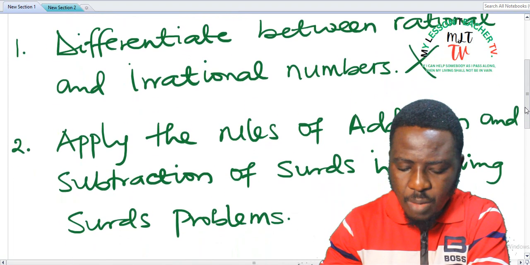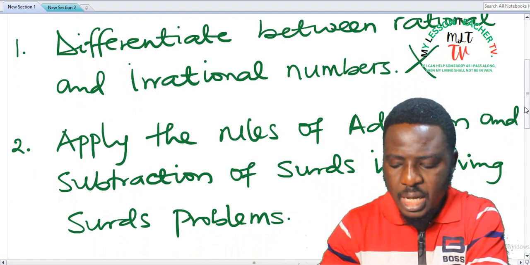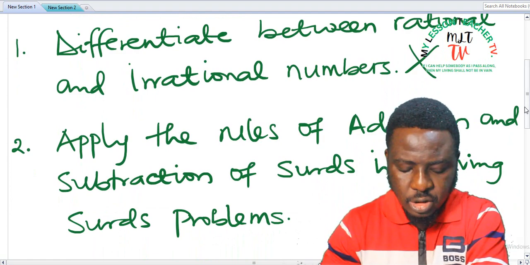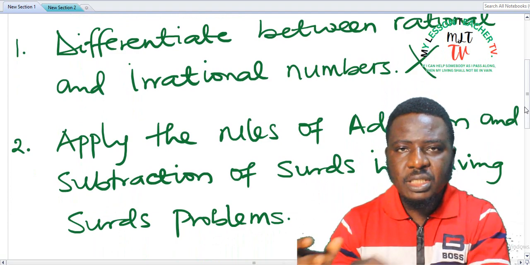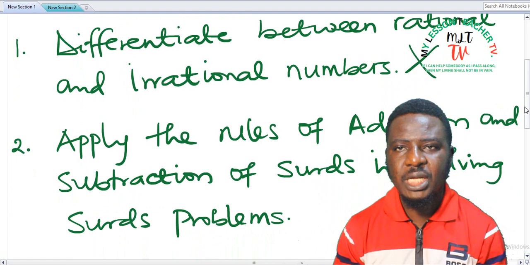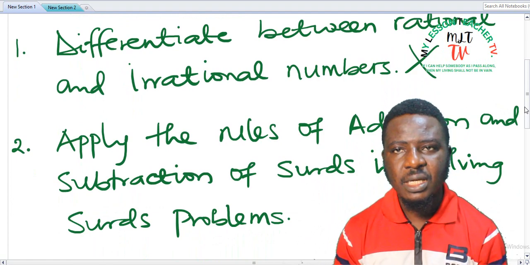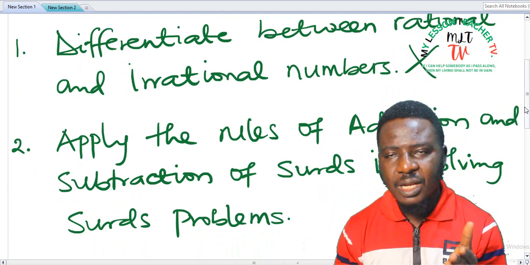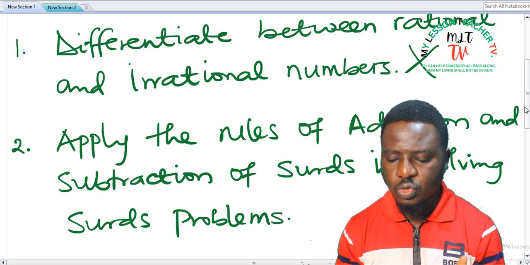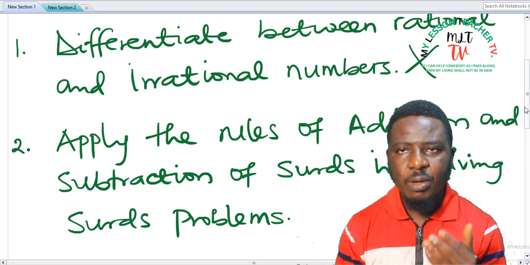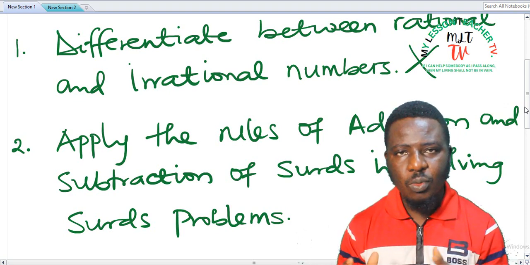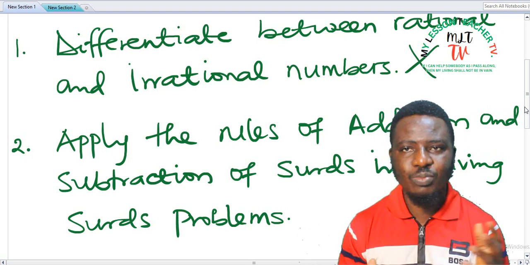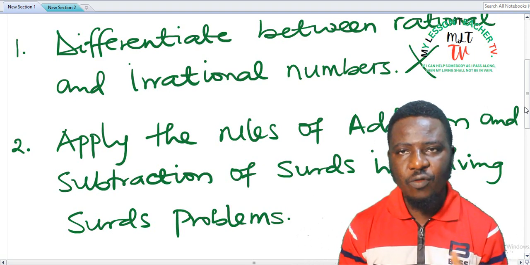In today's class, we shall be applying the rules of addition and subtraction of surds in solving surds problems. This is a continuation of what we did at the last class. Without the knowledge of last class, it will be very difficult for you to know how to apply the rules of addition in surds, because we shall be making use of basic surds, single surds. You hear me saying these words: single surds, basic surds, and how to convert from one form to the other.